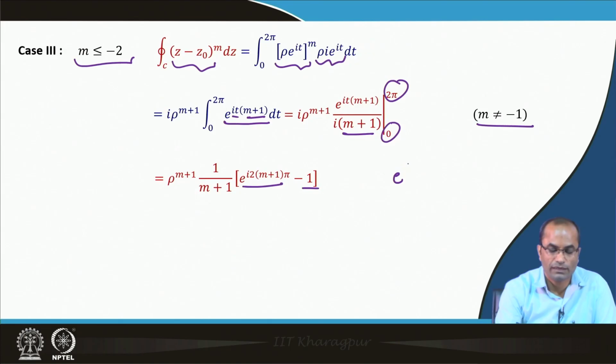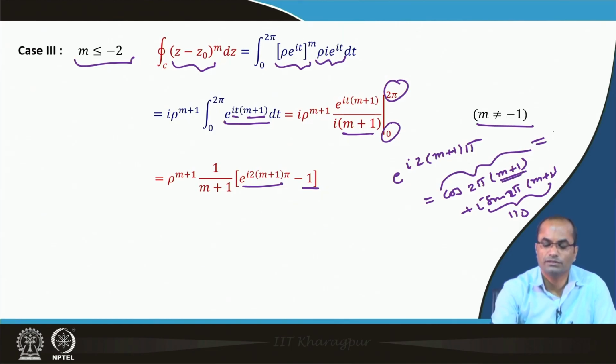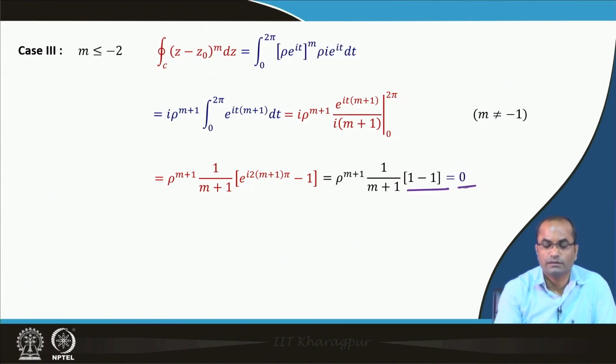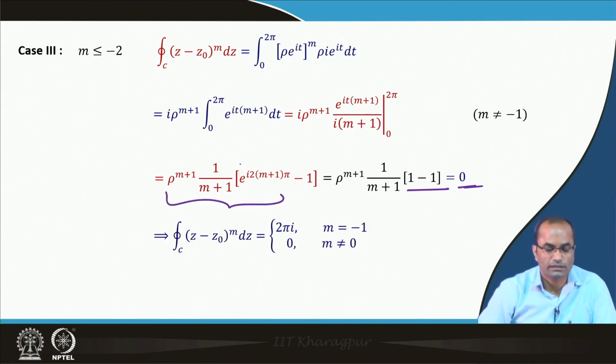So, note here we have I and 2 m plus 1 pi, that means the cos 2 pi with this m plus 1 and plus this I sin 2 pi, the product with m plus 1. So, this sin 2 pi is going to be 0, the cos 2 pi with an integer here is going to be 1. So, this value is going to be 1 and then minus 1. So, we will get 1 minus 1, which is 0 there. So, the value of this integral when m is less than or equal to minus 2 is coming to be 0.